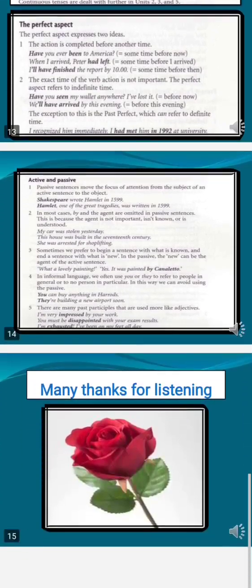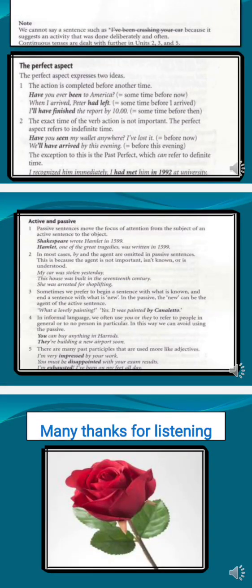Active and passive. Number one, passive sentences move the focus of attention from the subject of an active sentence to the object. For example, "Shakespeare wrote Hamlet in 1599." "Hamlet, one of the great tragedies, was written in 1599." Number two, in most cases, the agent is omitted in passive sentences. This is because the agent is not important, is not known, or is understood.